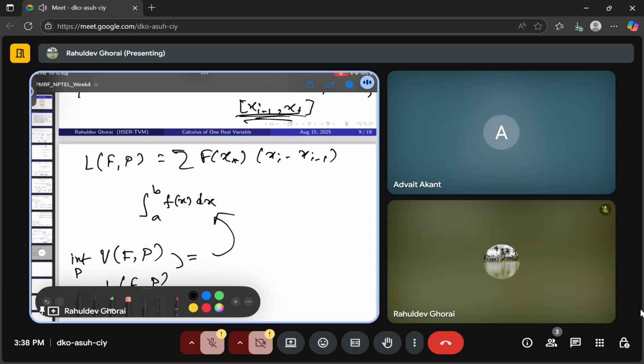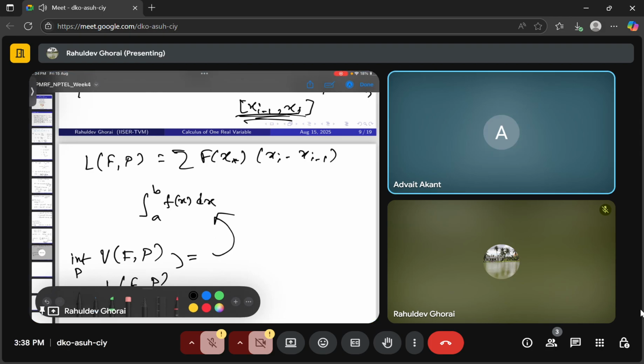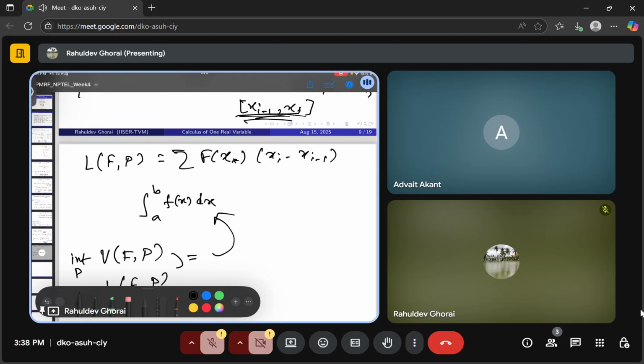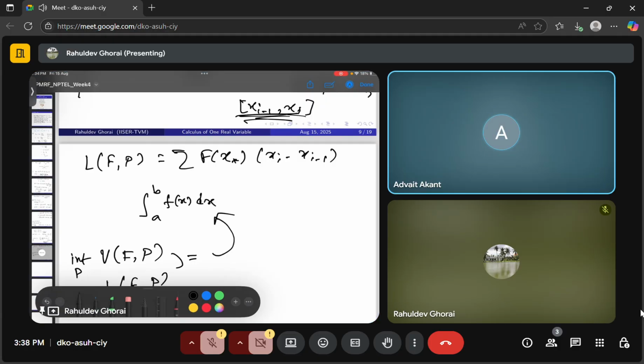So what did he do in this integration part? He just gave some geometric intuition about integration. Nothing rigorous was done. Okay, but that might come later. Real integration will be covered in week 5.